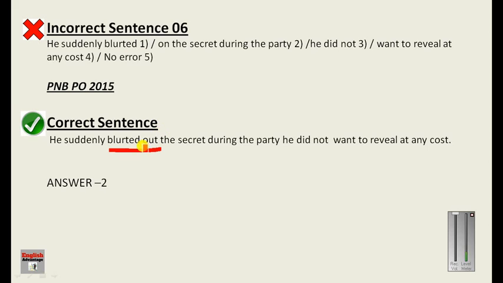The correct phrase is "blurted out" because he said it suddenly without even knowing it. So the correct sentence will be: he suddenly blurted out the secret during the party he did not want to reveal at any cost. So here your answer will be 2.